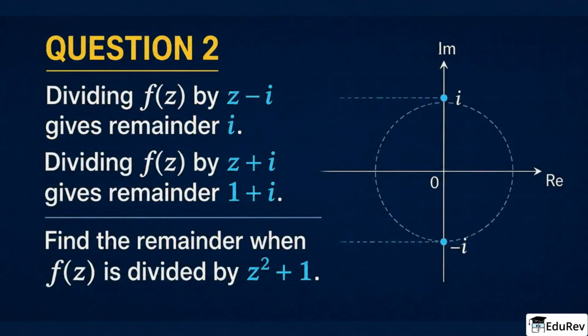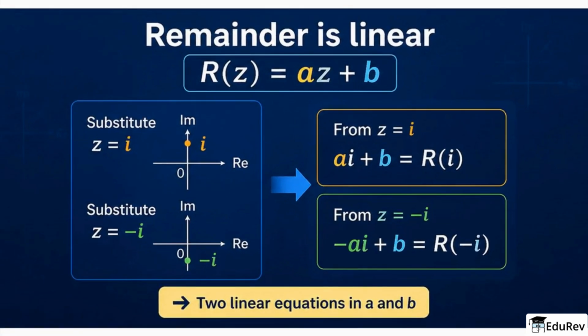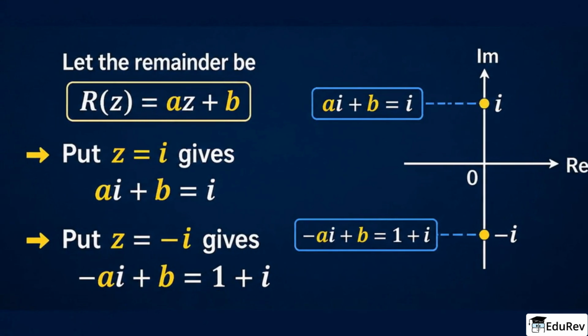Question number 2 asks, dividing f of z by z minus i gives remainder i, and dividing by z plus i gives remainder 1 plus i. Find the remainder when f of z is divided by z squared plus 1. The remainder must be a linear polynomial a times z plus b. So substitute z equals i and z equals minus i to get two linear equations. Substituting z equals i gives a times i plus b equals i. And substituting z equals minus i gives negative a times i plus b equals 1 plus i.